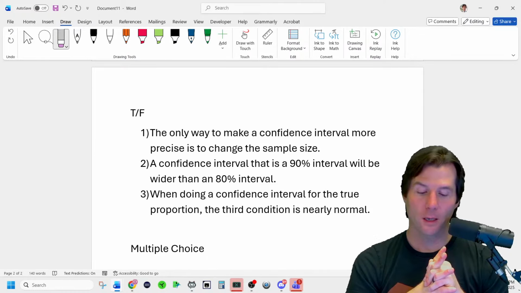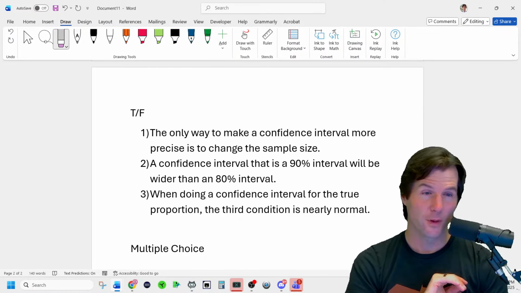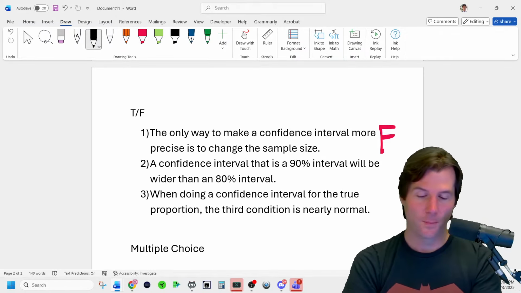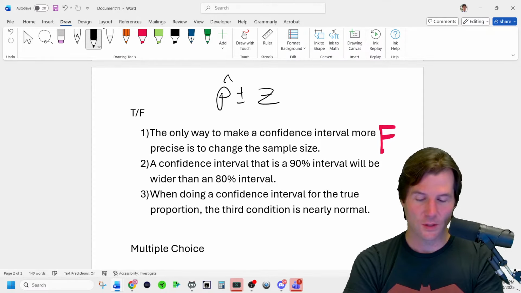So the only way to make a confidence interval more precise is to change the sample size. The answer is no. This is false. Because if you look at the formula, it is p hat plus or minus z star square root of p hat q hat over n.